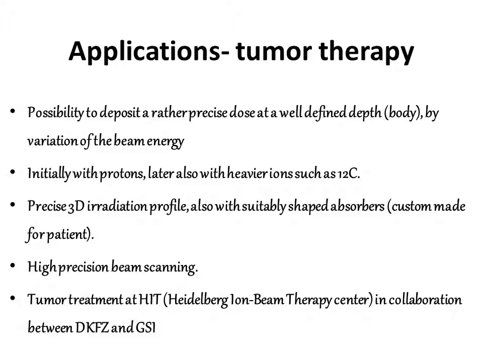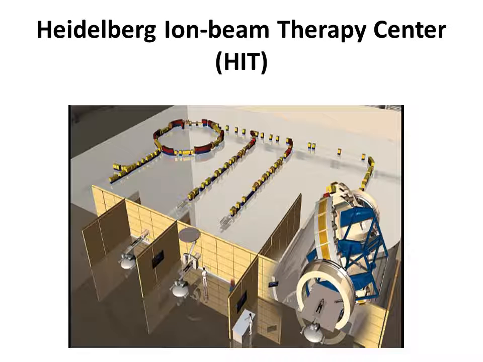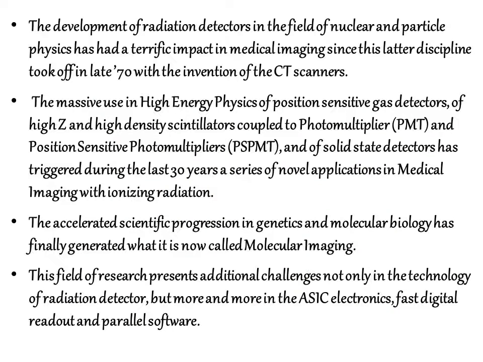Tumor treatment is used at the Heidelberg Ion Beam Therapy Center, in collaboration with two companies, as shown here. Okay, this is how the therapy is done. So initially you will be having the ion beam produced, and the beam will be passed on to the people who need the treatment, and from there you will be having the therapy or the treatment.